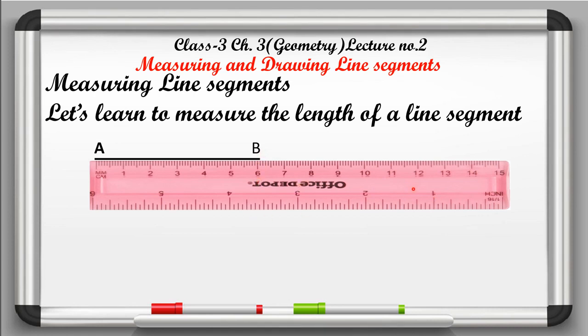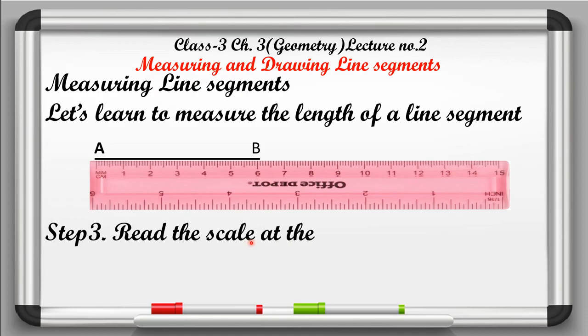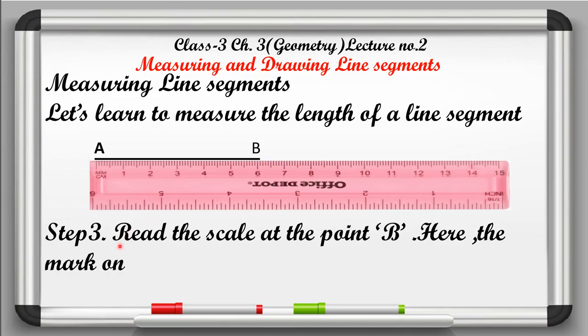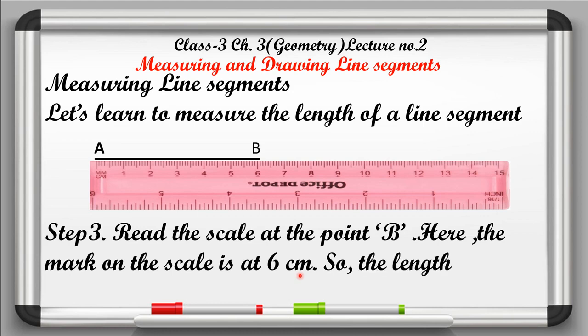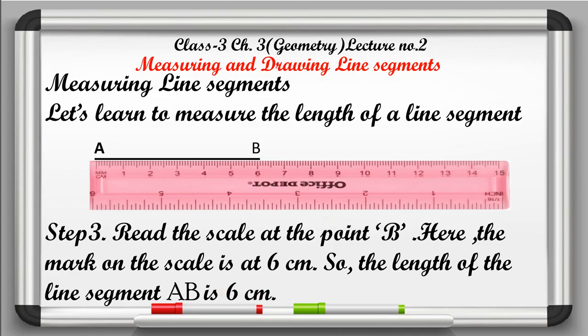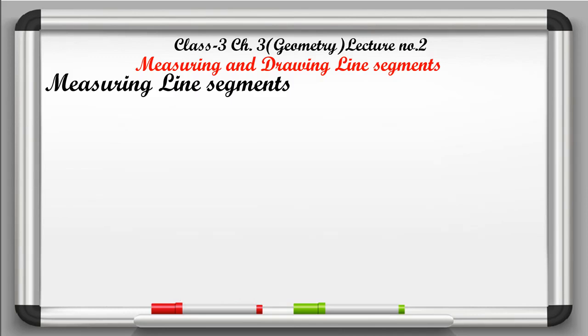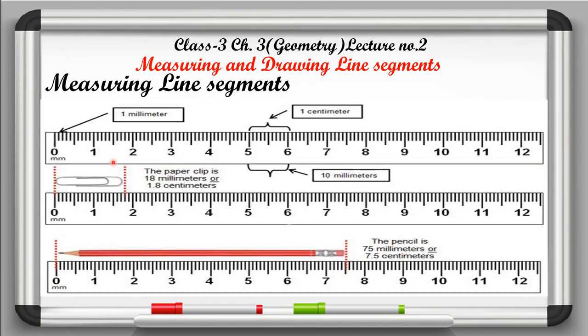You can see beta, in this scale we have centimeters and inches. So these are centimeters and in between these are millimeters. Now step number 3: read the scale at the point B. Here the mark on the scale is at 6 centimeters. So the length of the line segment AB is 6 centimeters. Understood beta? Now I'm going to show you some more so that it is very clear to you.